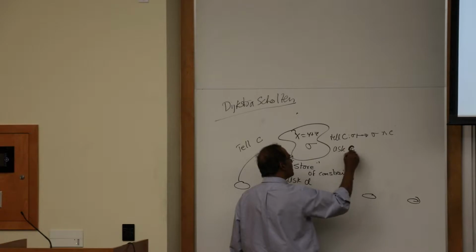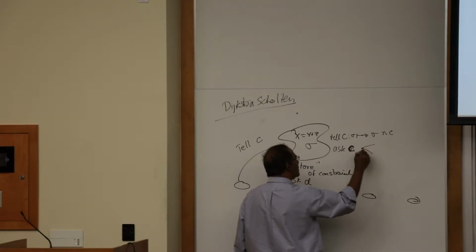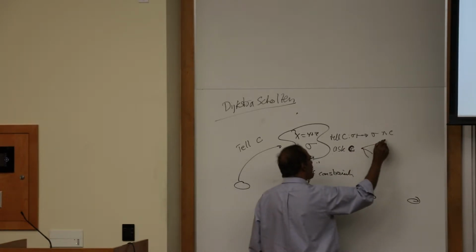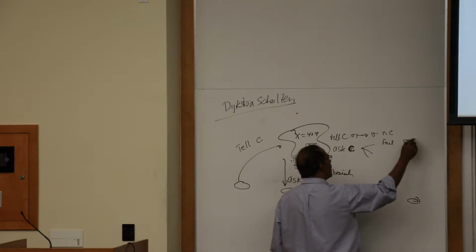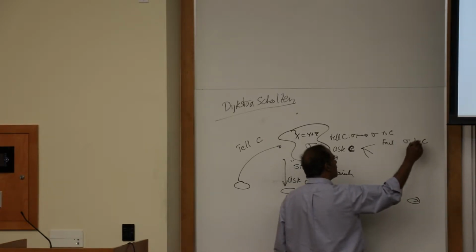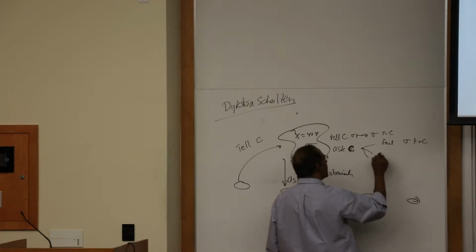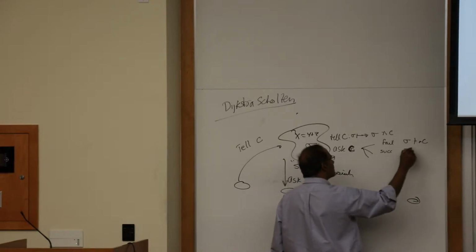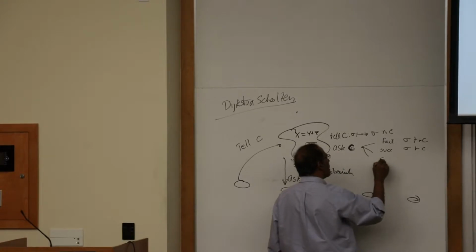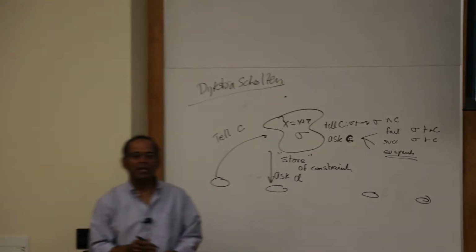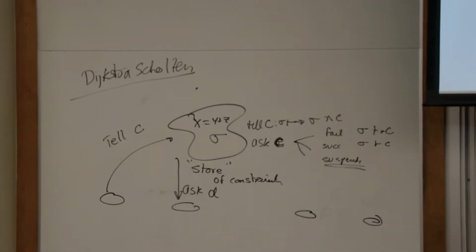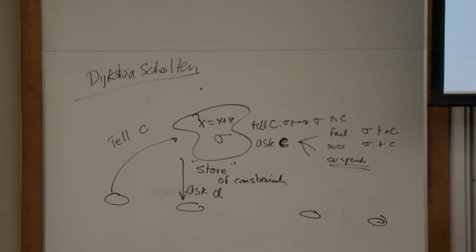And what ask C does is it does three things. It comes back and says fail if it is the case that sigma entails essentially not C. It comes back with a success if sigma entails C, and otherwise it suspends. So this is the key to synchronization in this constraint-based view of communication.